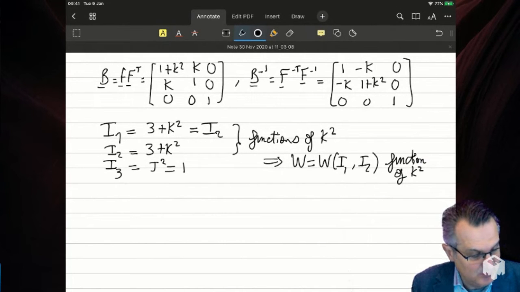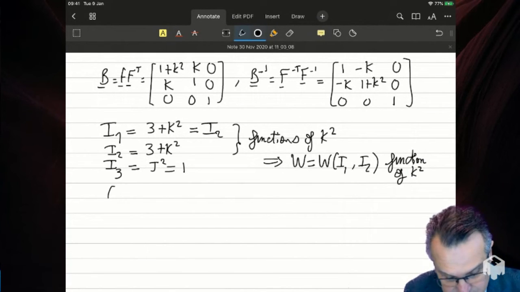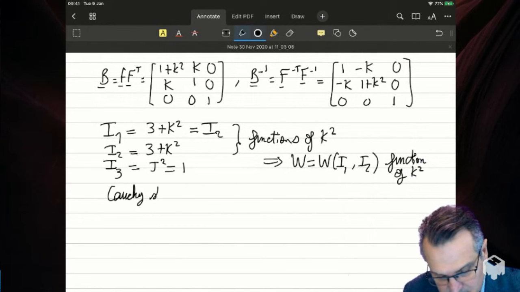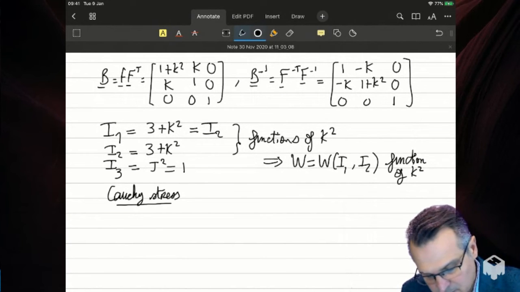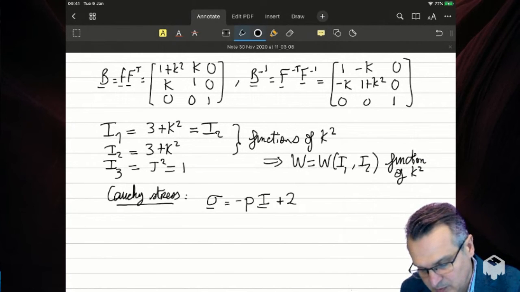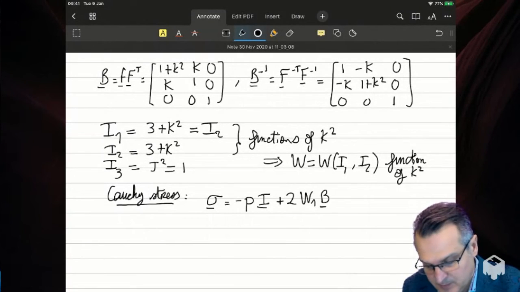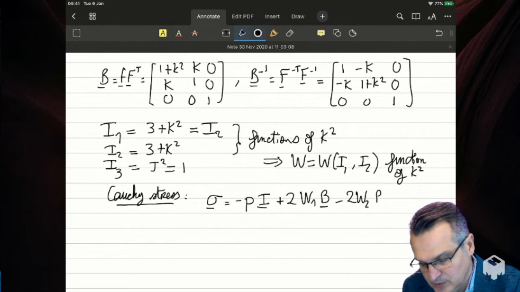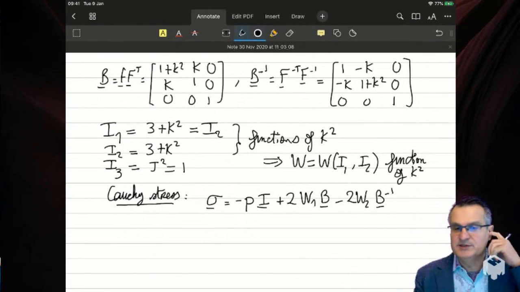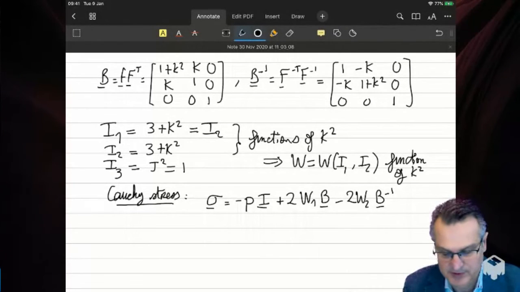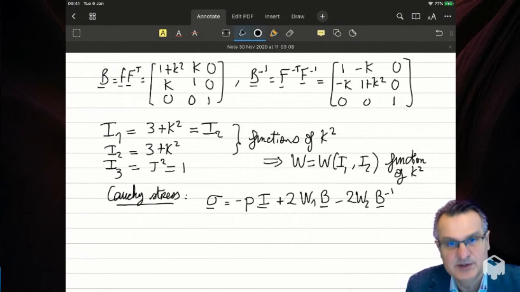And then I can go ahead and compute the stress, right? Cauchy stress for an incompressible material in general has this form: minus P times the identity, plus 2W1, so that means dW/dI1, times B, minus 2W2 times B minus 1. You could have the representation with B squared if you prefer. I just went for B minus 1. It doesn't matter, it will give you the same conclusions.